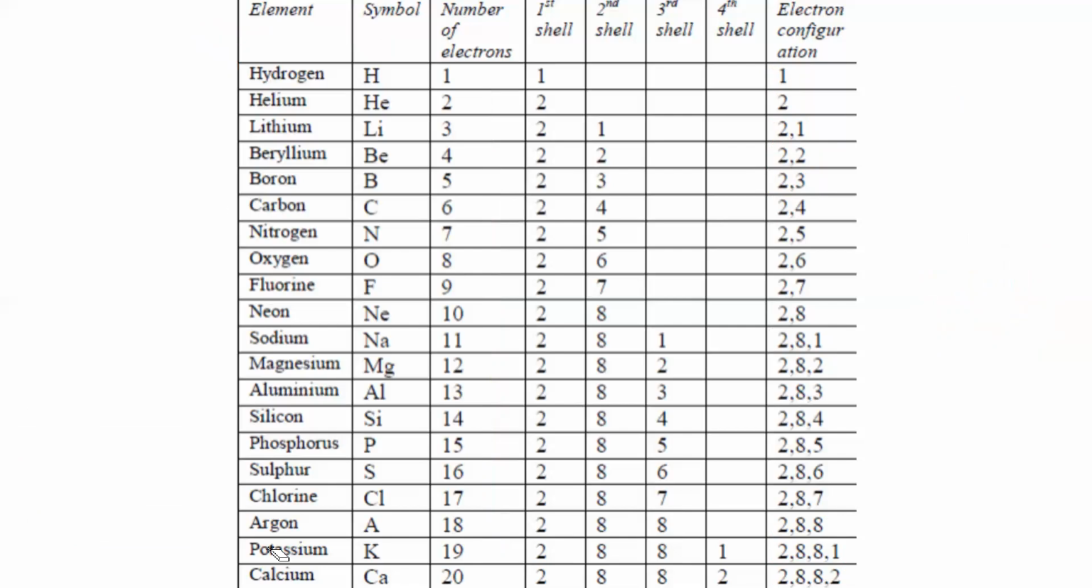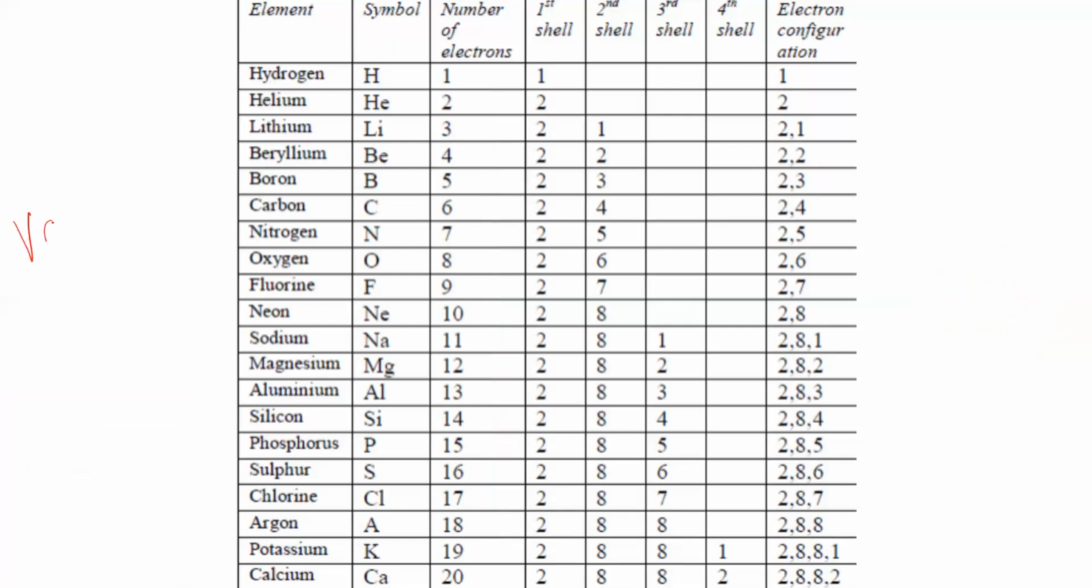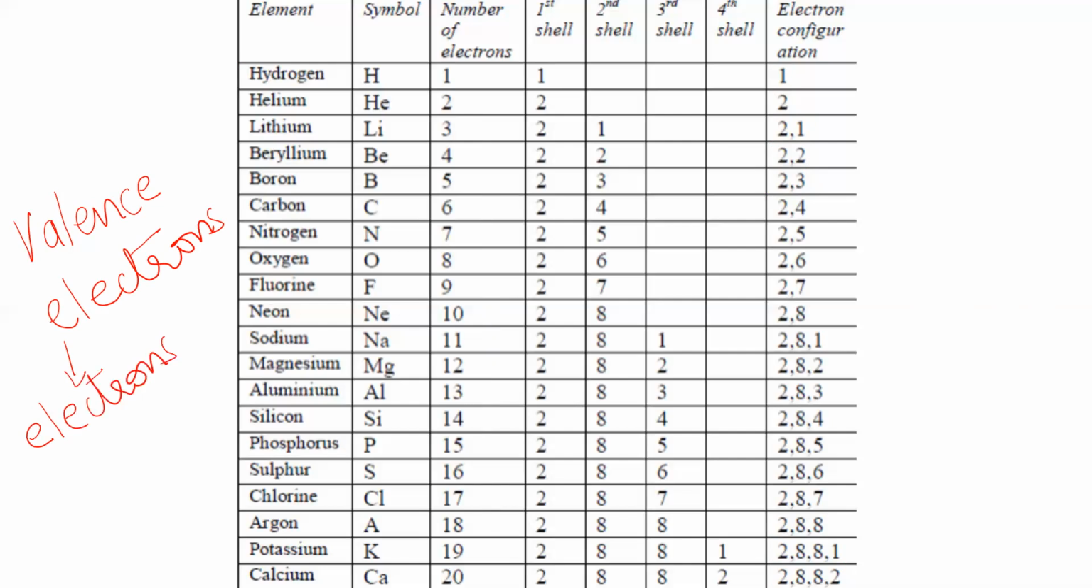The meaning of the word valence electrons, I'm going to write it here. Valence electrons. It is talking about the electrons in the outermost shell or the last shell. Now, if you talk about hydrogen, there is only one shell, that's the number one. So its number of valence electrons will be 1.